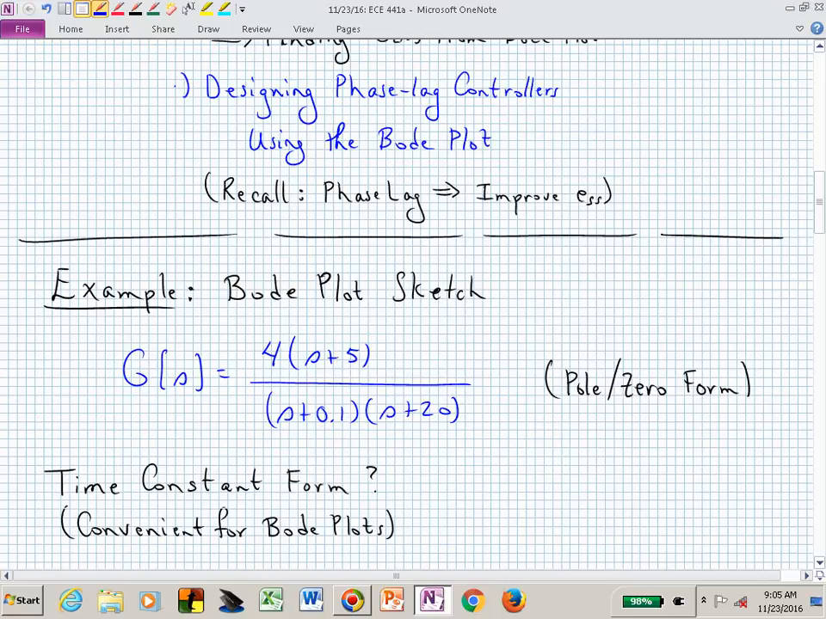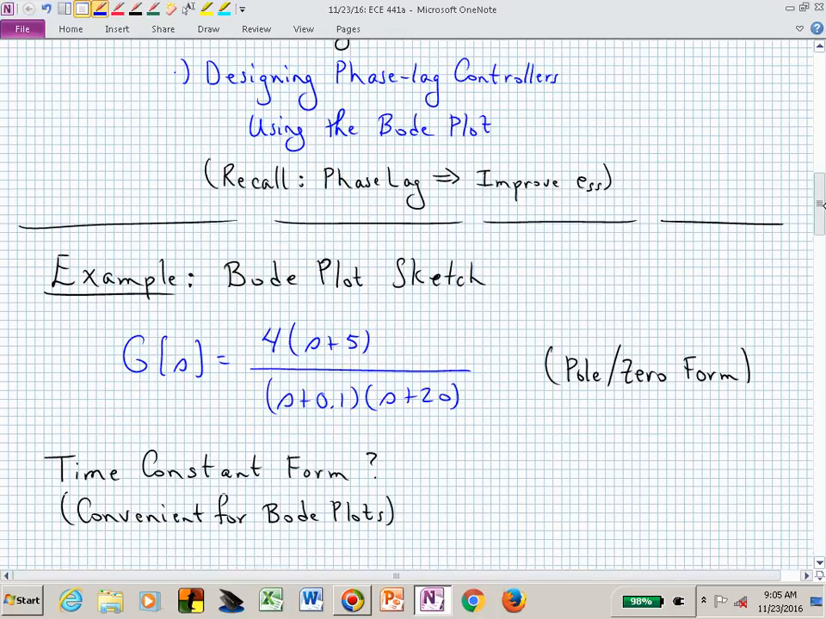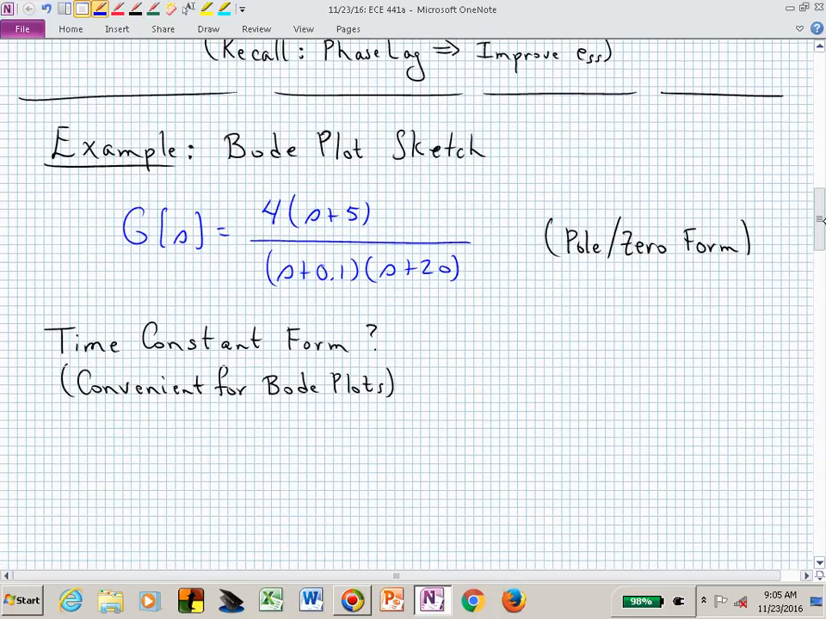No. So is it clear how you would convert this into time constant form? Time constant form is what we want our transfer functions in to sketch the Bode plot. It makes it easier. Then we can simply add up terms. But if we're doing this in terms of finding the time constant form, do I give you time to work on that, or can you just tell me how to do that?